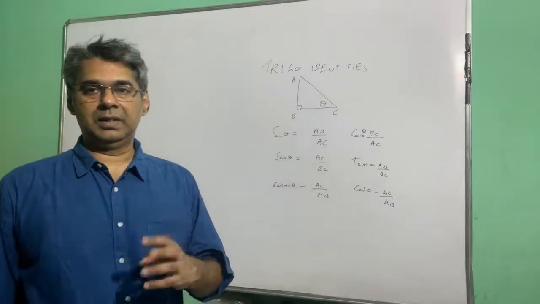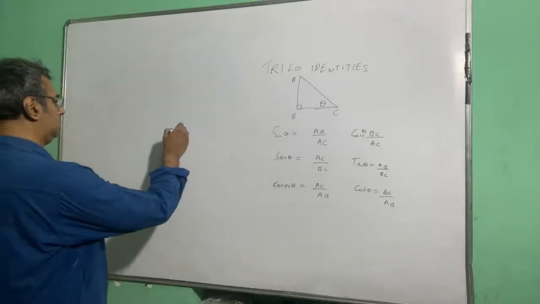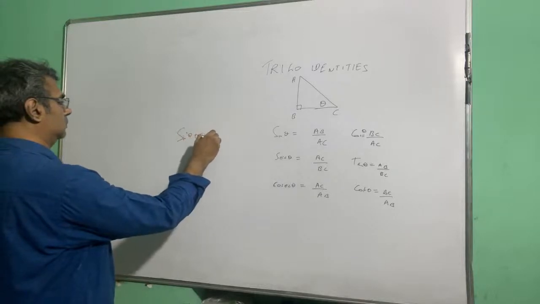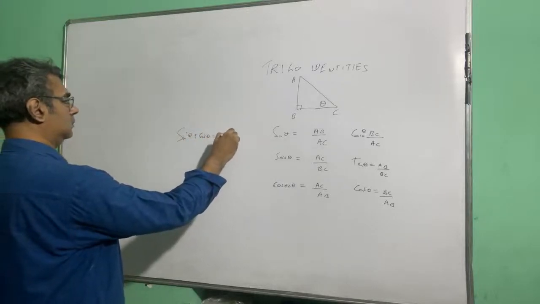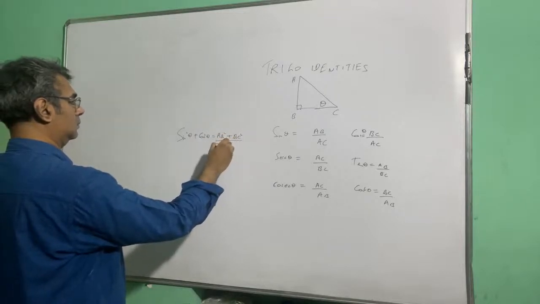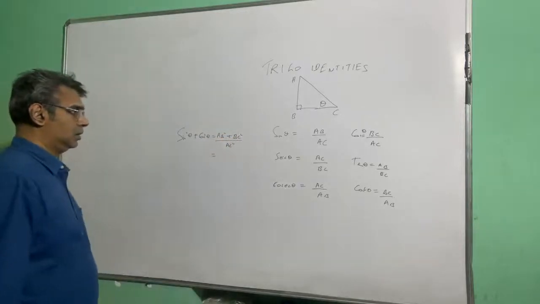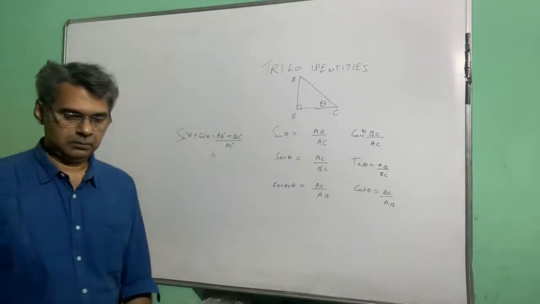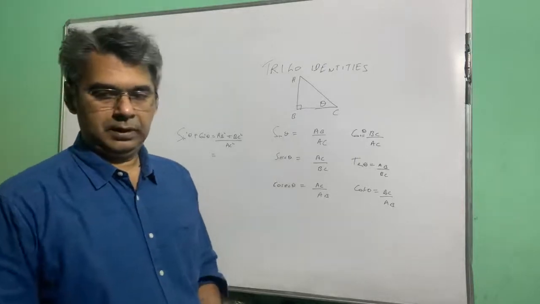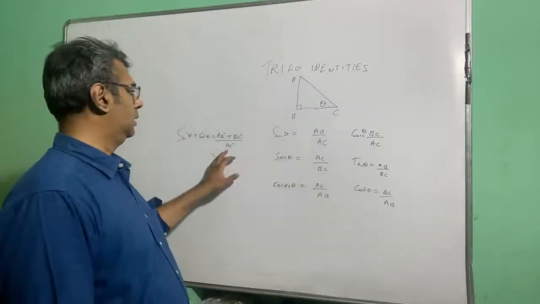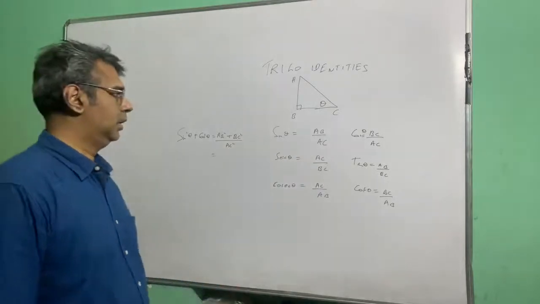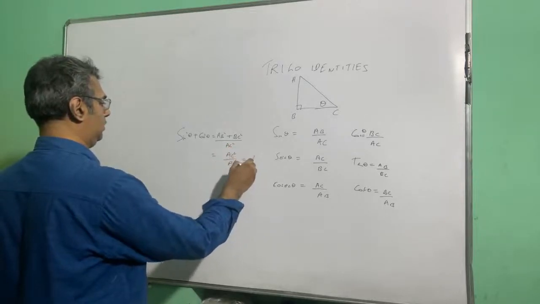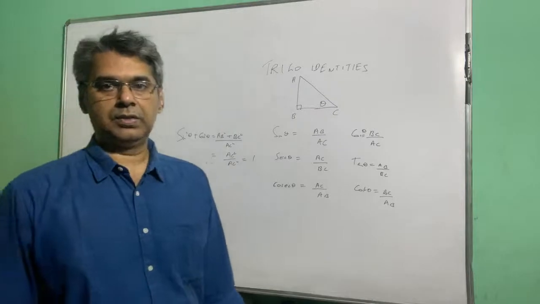Now we will look at the 3 fundamental identities. So sin square theta plus cos square theta. Suppose if I do sin square theta plus cos square theta, it is AB square plus BC square by AC square. So that is AC square by AC square, which is 1. So this is the first trigonometric identity.